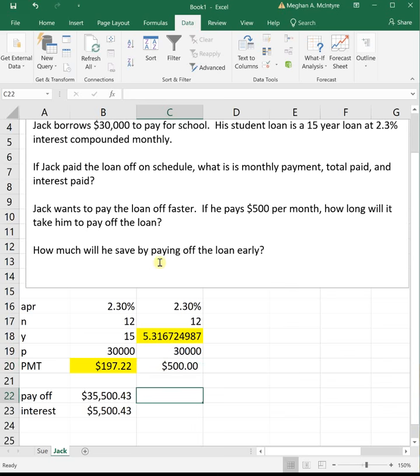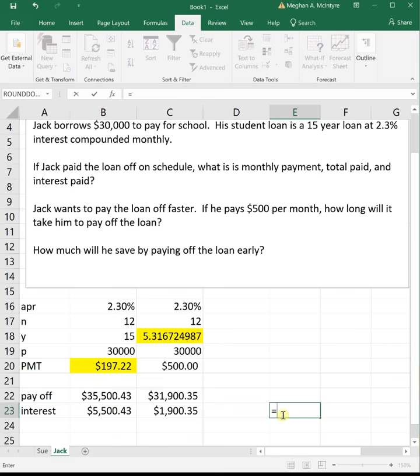So it says, how much will he save by paying the loan off early? Well, his total payoff is going to be the $500 times 12 months a year times the time, which is that 5.32 years. So he's going to pay $31,900.35 to get rid of the loan. So the interest that he's going to pay is that payoff amount minus the $30,000 that he borrowed. So he's only going to pay $1,900.35 in interest.